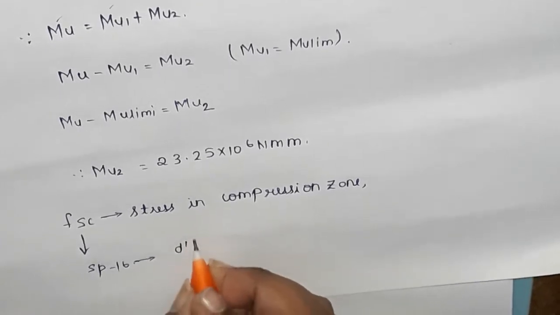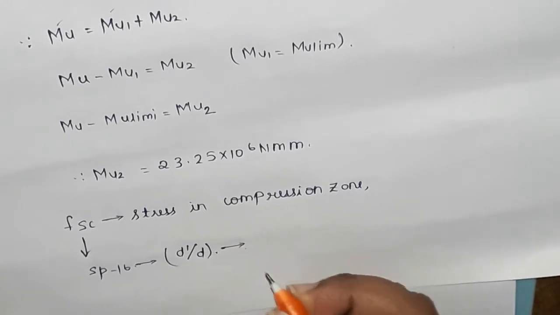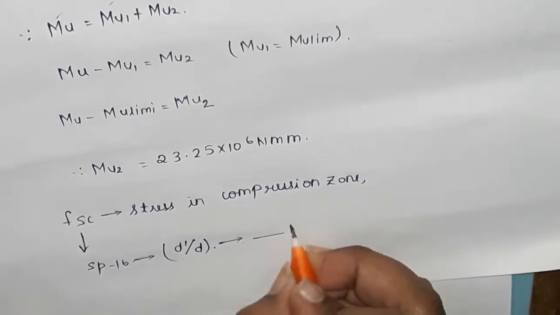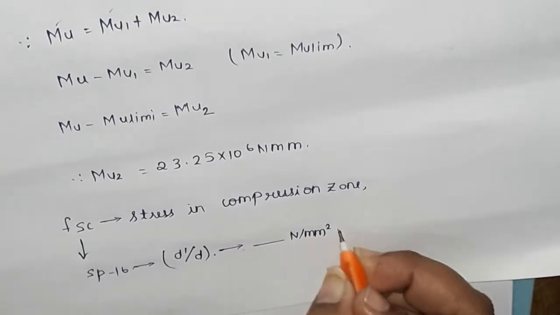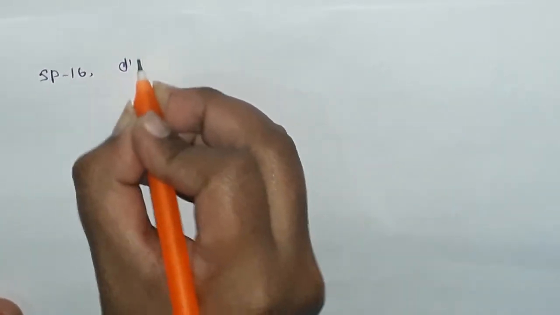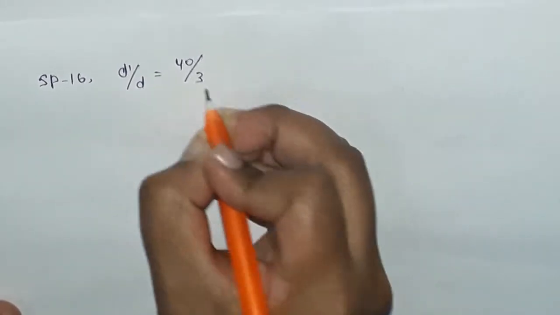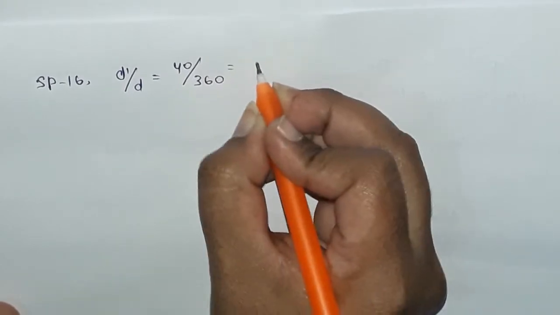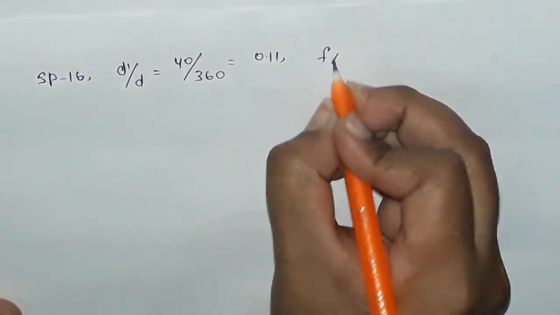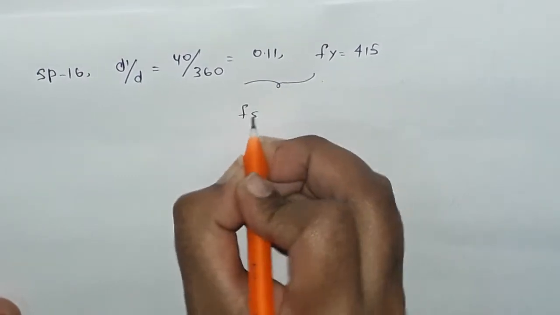By the term D dash by D, in SP16 you can find the values for D dash by D, and using that you can calculate the value of FSC. And this FSC is stress, so obviously it is going to be in terms of Newton per mm square. Already we know the value of D dash by D. D dash is nothing but the effective cover and D is the effective depth. So obviously we are going to get the value as 0.11, and Fy is 415. So using these two concepts I can calculate the value of FSC.